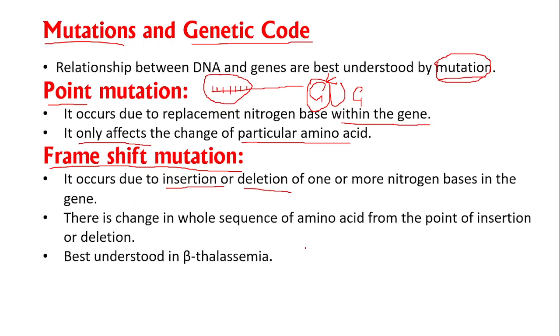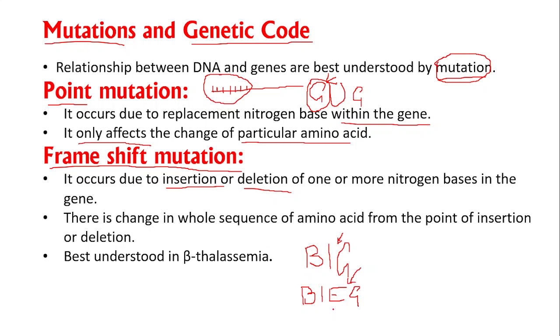Say for example, if there is a word like BIG, and any one letter is added in between I and G. That will be B, I, E, where I'm adding E here, and the last one is as it is, G. If any one letter is added here, then what will happen? Frame shift will be taking place.